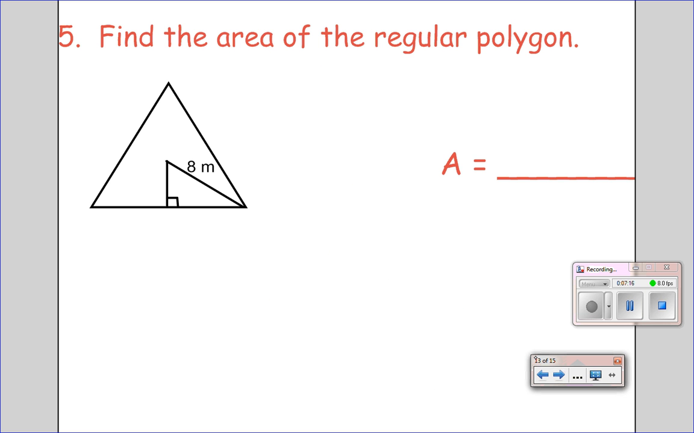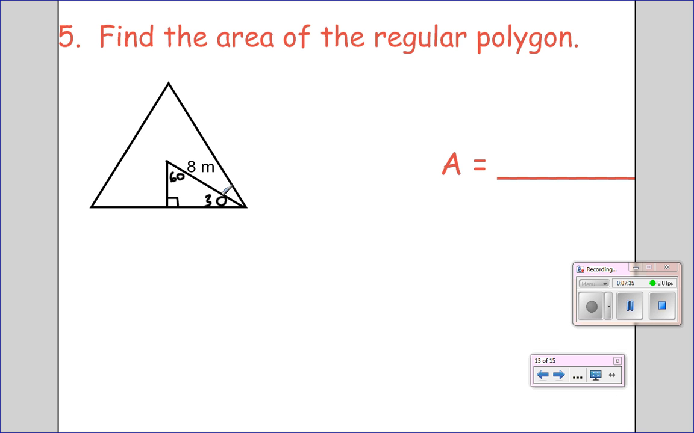All right, I want you to pause the video and try to find the area of this regular polygon, remembering which angles go where. All right, hopefully you got there. It's a triangle, so it has 3 sides, so the 30 goes at the bottom, and the 60 goes right there. So it's a 30, 60, 90.